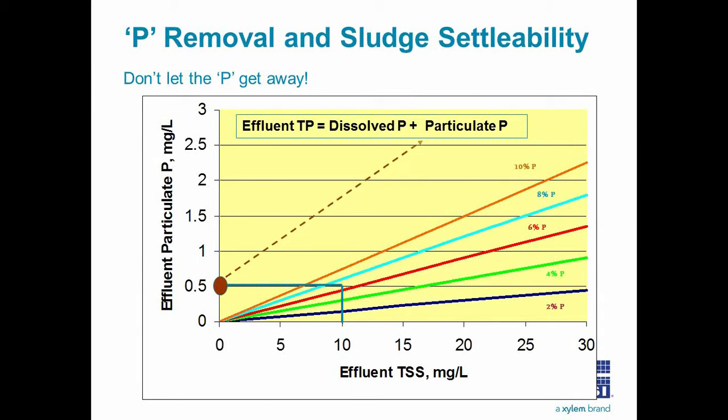Even at an effluent of 10 milligrams per liter TSS, that equates to 0.5 milligrams per liter of particulate P. Of course, that particulate P, when added to the dissolved P, is the effluent TP, such that this treatment plant could not expect to achieve any lower concentration than 0.5, even if their soluble ortho P was 0.